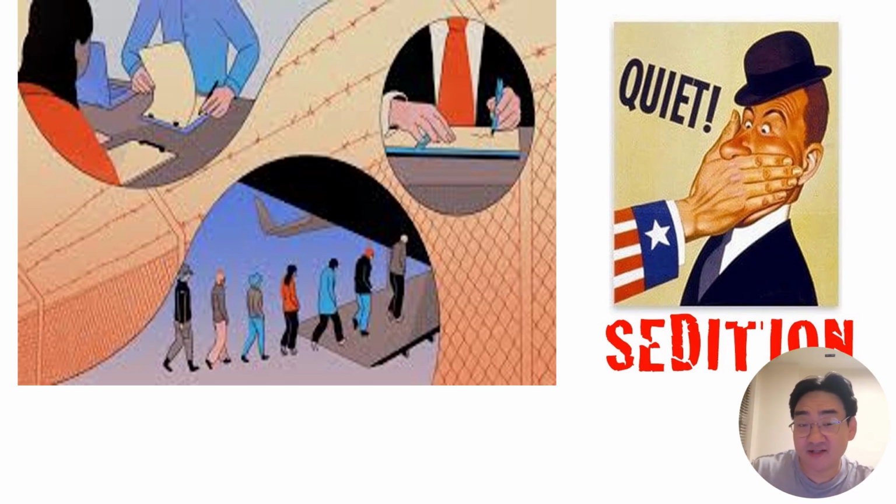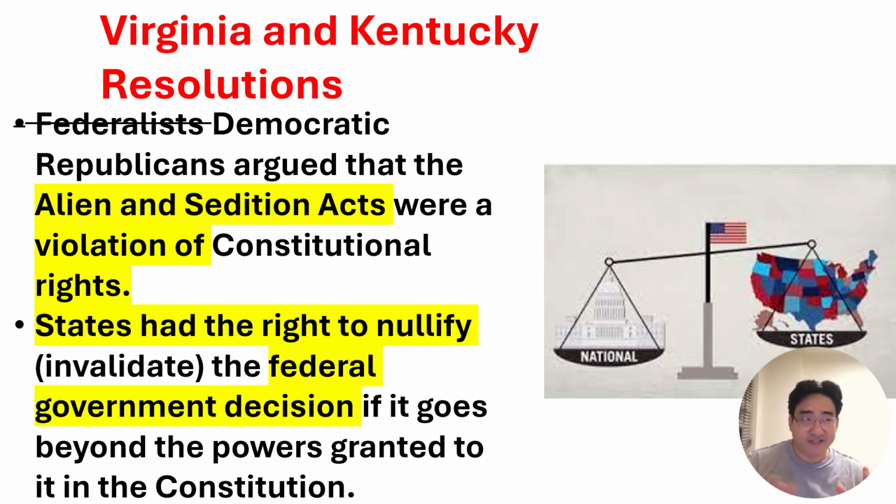Who's going to be against this? Thomas Jefferson, who is more for the people's rights. And remember, Jefferson is also a Democratic Republican, whereas John Adams is a Federalist. So can the president take away people's rights? What if the president does something that is unconstitutional, against the law?